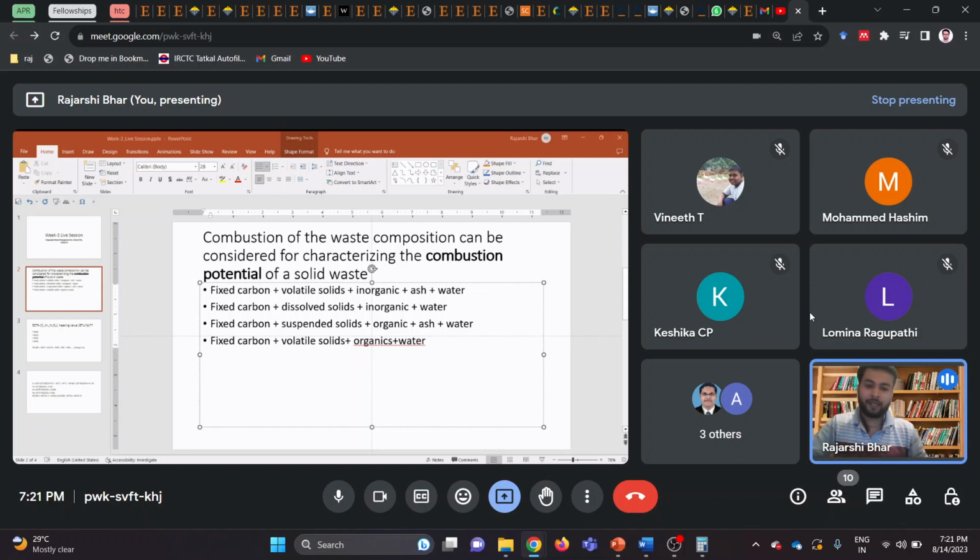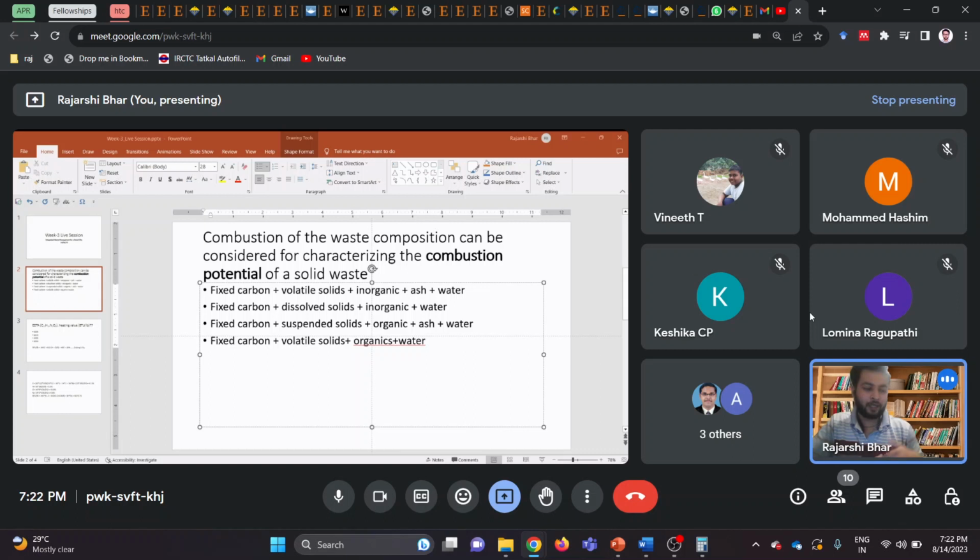So the higher the ash content, the lower will be its calorific value, because some fraction of the material is ash, and ash doesn't really contribute to the calorific value or heating value of a material. The higher the ash content, the more it is a useless part from the combustion perspective, and it will bring down the heating value of that solid waste or any other material.